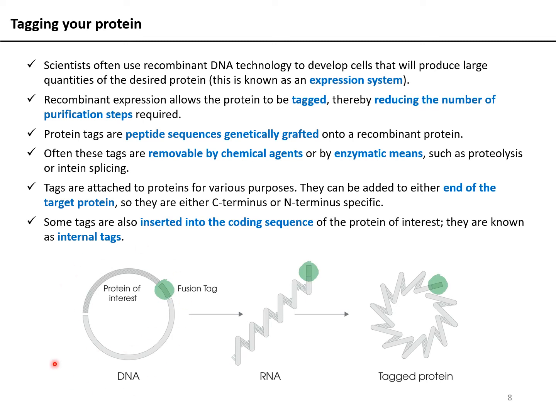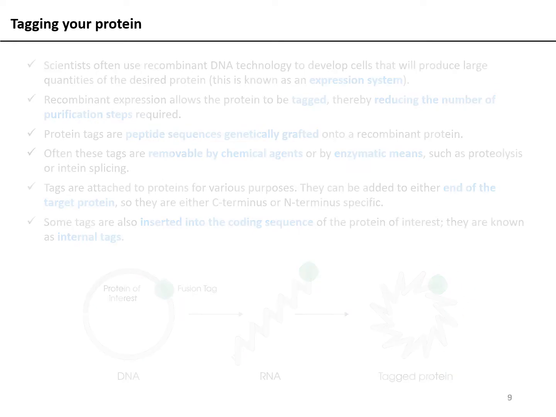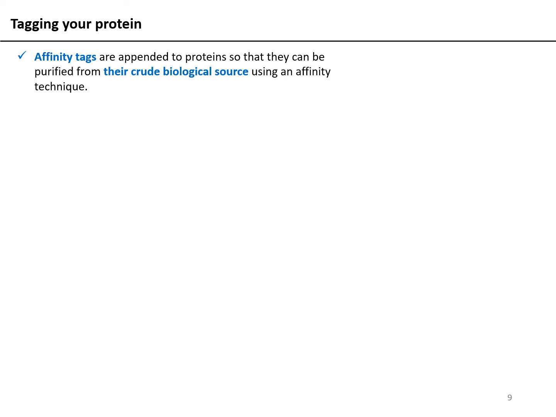So you have your protein of interest along with the fusion tag, and because you can design the sequence of this DNA, you can design it to include the tag. Now once you express this DNA in your expression system, which can be either bacterial, mammalian or insect, you will get your tagged protein. That is your protein with the tag. So affinity tags are appended to the proteins so that they can be purified from their crude biological source using an affinity technique.